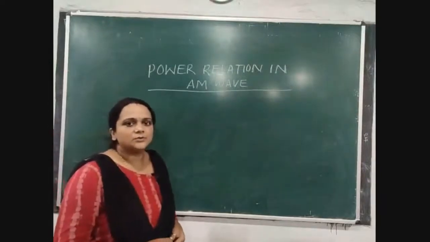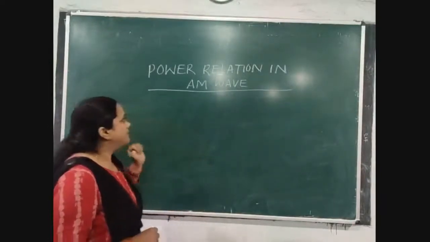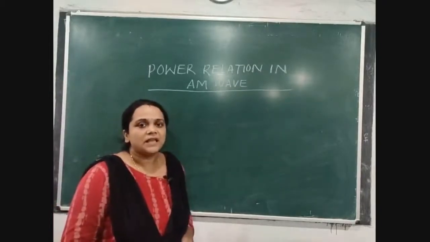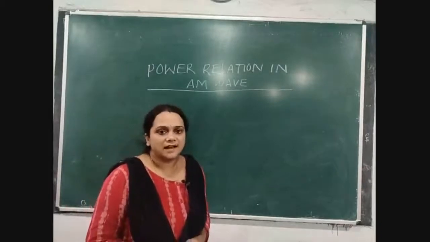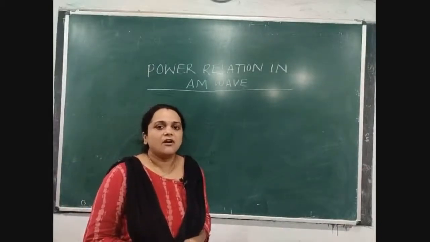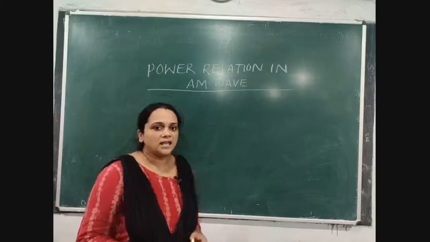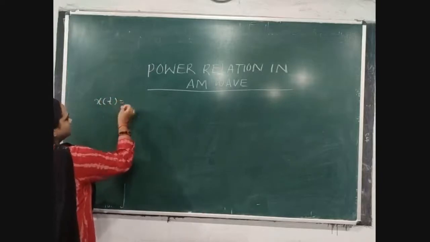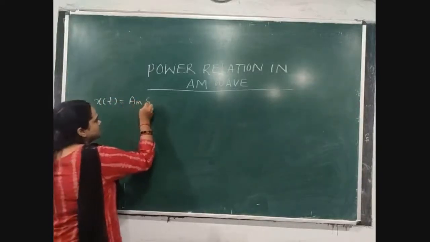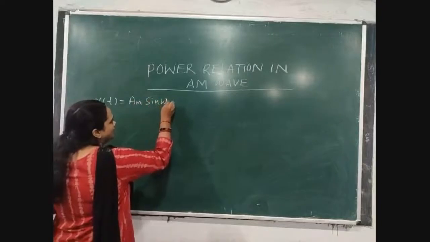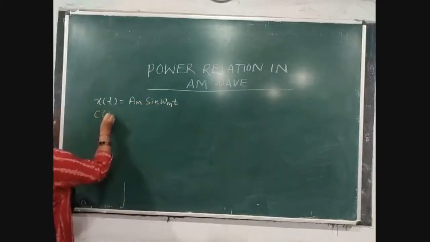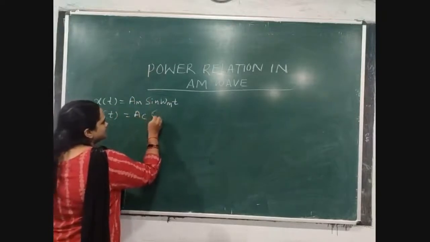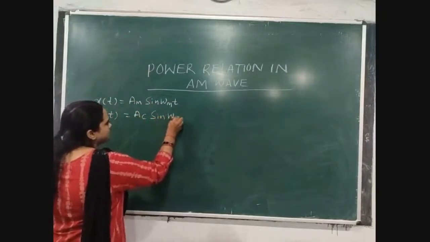Good morning students. Today we are going to learn about power relation in AM wave, that means amplitude modulated wave. In the amplitude modulation class, we derived the equation of the amplitude modulated wave by using x of t equal to Am sin omega mt and c of t equal to Ac sin omega ct.